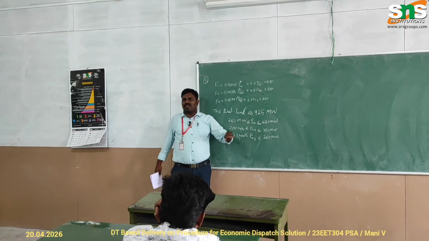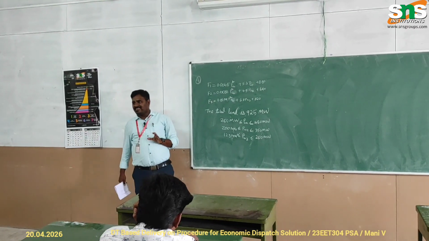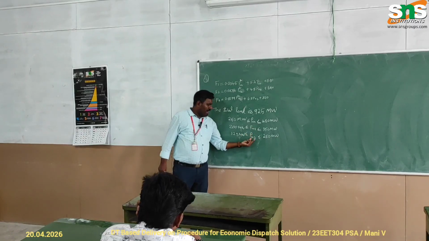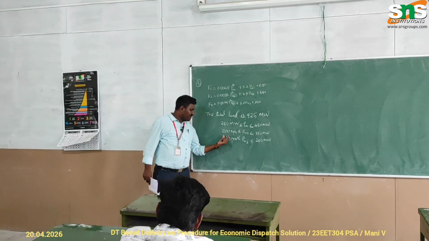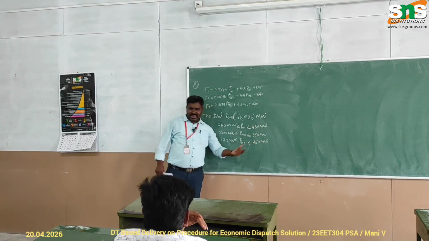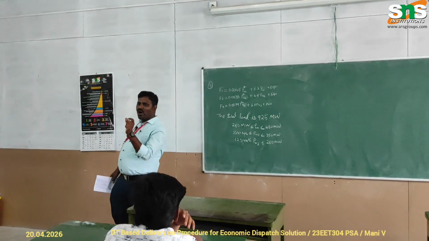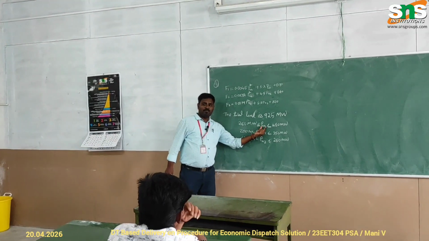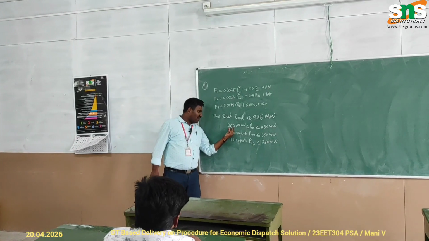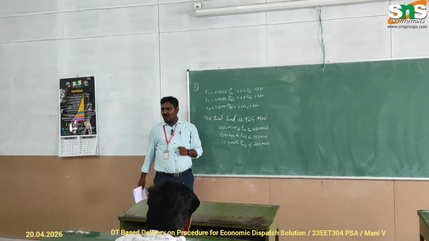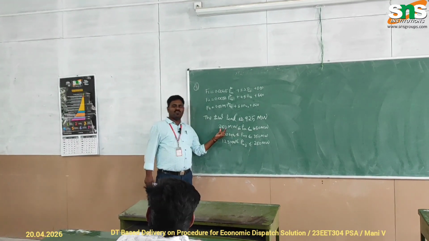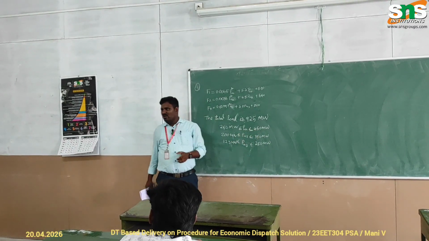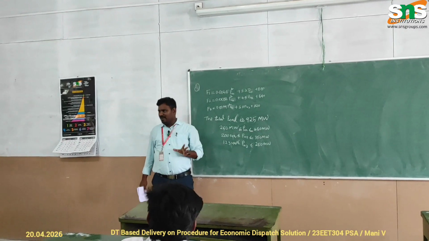So all three units combined operate and should meet the load demand of 925 megawatt. And for each unit, they are giving the constraints, operating limits. So for unit 1, unit 2 and unit 3, this is the minimum value and this is the maximum value. This is nothing but an operating limit. So unit 1 should operate between 250 megawatt and 450 megawatt. It should not operate below 250, and it should not operate above 450 megawatt. So it should operate within the limit.